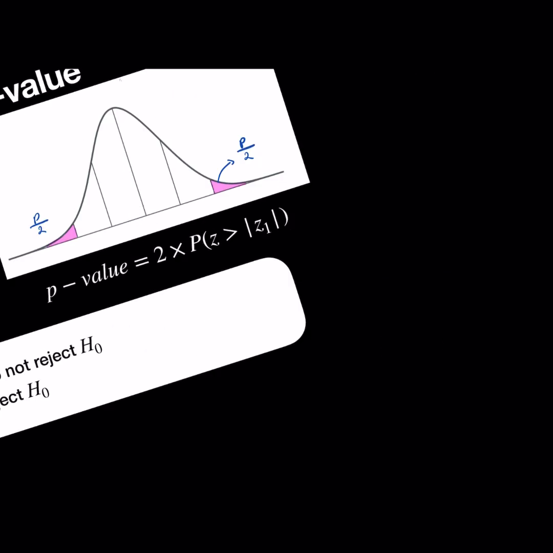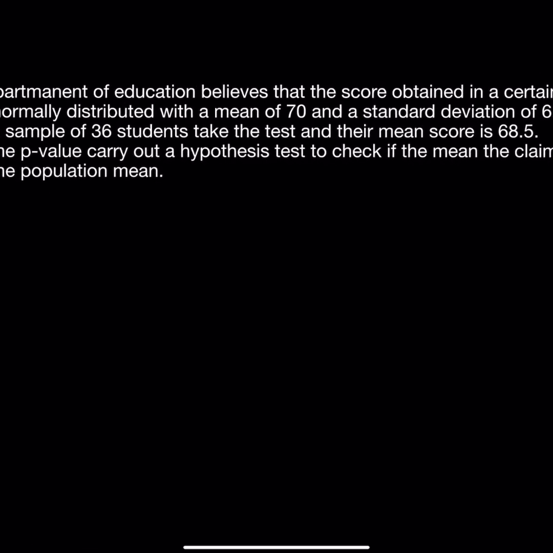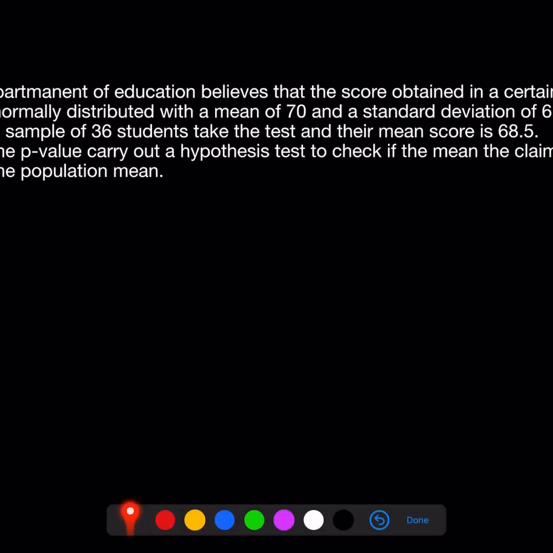Cool. So how does it look in an example? Well, the Department of Education believes that a score obtained in a certain test is normally distributed with a mean of 70 and a standard deviation of 6. A random sample of 36 students take the test and their mean score is 68.5. Using the p-value, carry out the hypothesis test to check if the claim about the mean of the population is true.